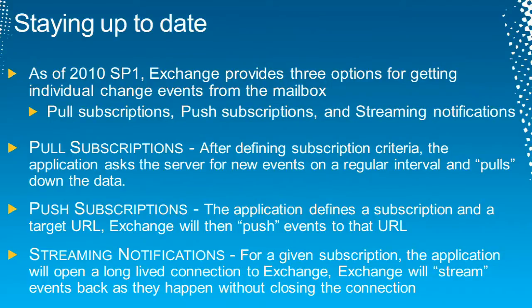Pull subscription was the original model where simply you define a subscription, and a subscription is a set of criteria. So it's a mailbox, it's a set of folders, and then it's a set of events that I care about. So I could say I want to look at all of the new items created on a calendar in Albert's calendar folder. And then I would only get notifications for that.